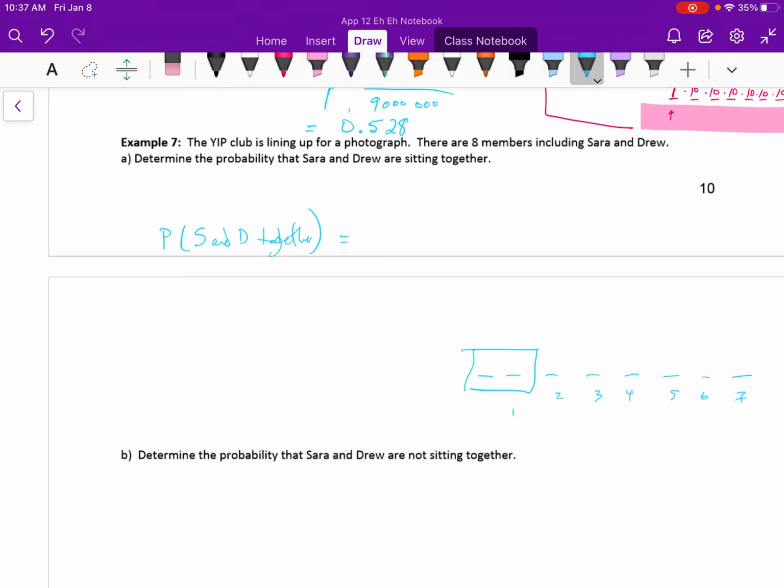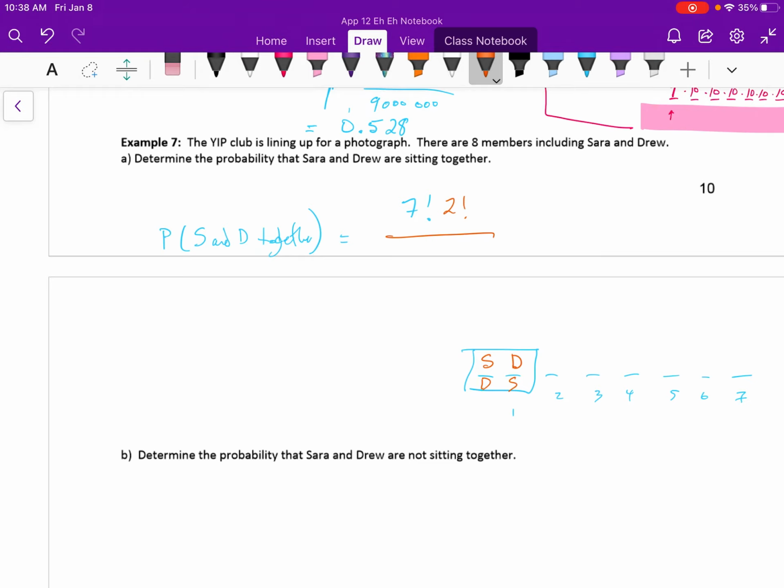So how many different ways are there to order these 7 objects? Well, 7 factorial ways, right? And remember that one object includes Sarah and Drew. So I could order it Sarah and Drew or Drew and Sarah. How many different ways are there to order this group? Well, that's 2 factorial. So that's the number of ways that Sarah and Drew can sit together from a group of 8 people.